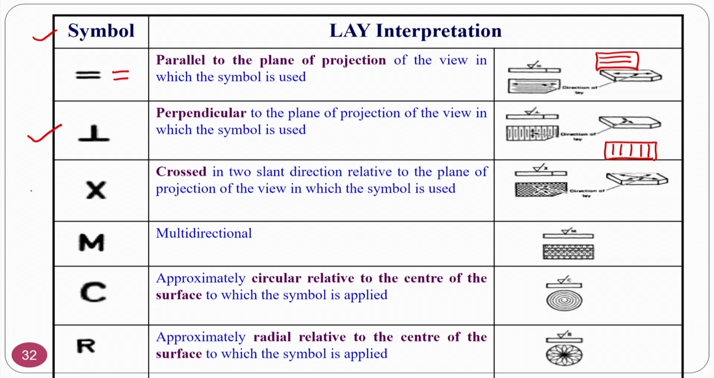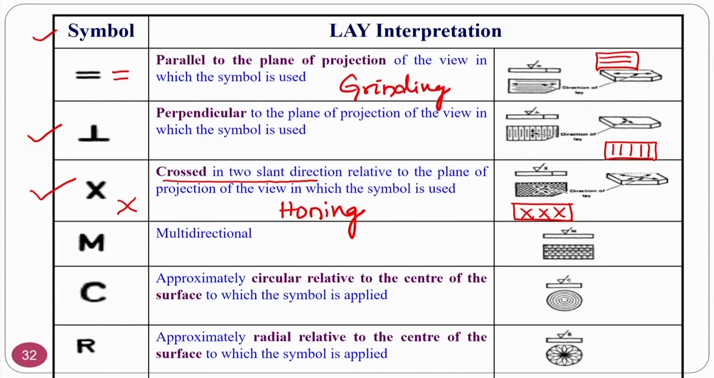Okay. So, the cross hatch pattern is normally represented by an X type, and this normally shows the two salient directions related to the plane of projection of the view. Normally this surface will have cross hatch patterns like this. These types of cross hatch patterns you will normally observe in the honing process. In the above case, normally this is in the grinding process. This also you will observe in the grinding process only. Okay. So, this is the honing process cross hatch pattern.